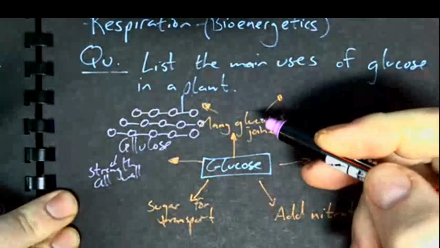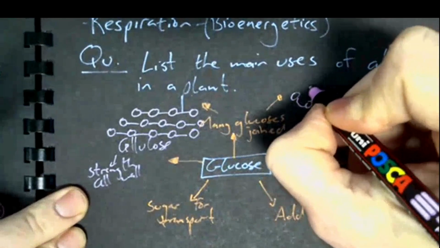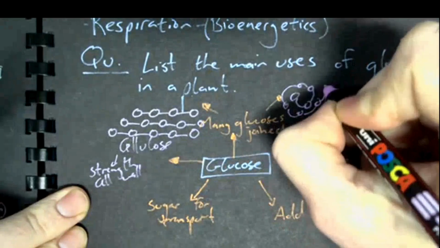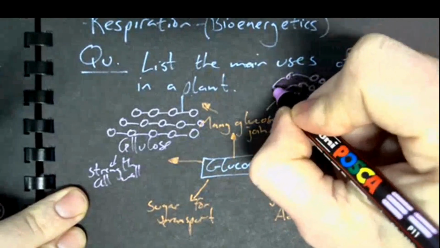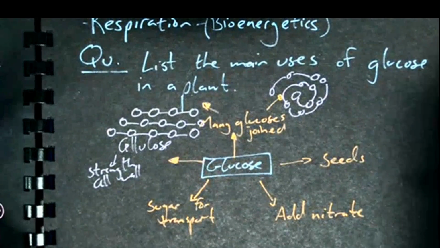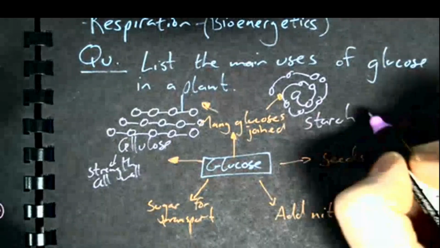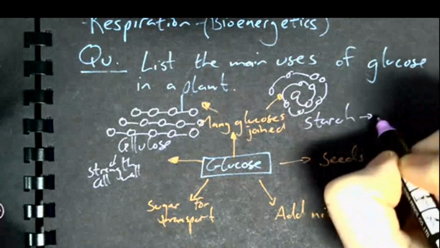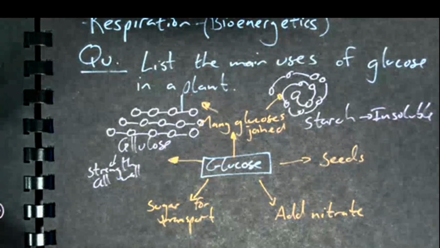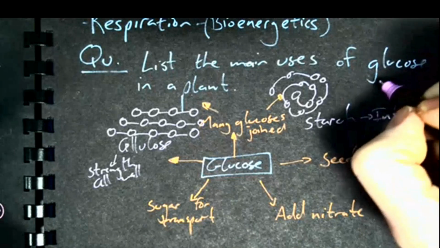There's another chain we can make, more of a sort of spiral shape. And that's the other storage molecule in plants, and that one is starch. Remember, starch is important because it's insoluble. So it's not going to dissolve in water, and that then means it has no effect on osmosis.